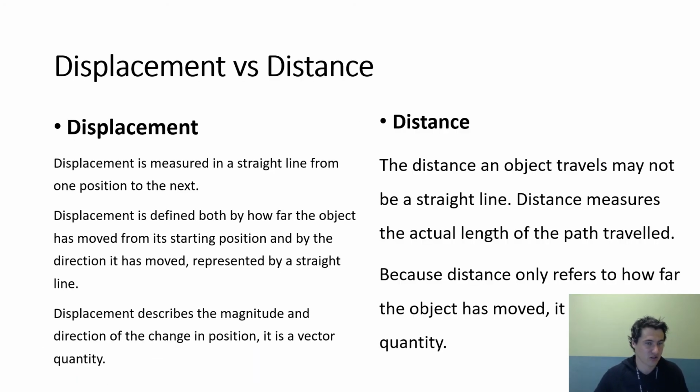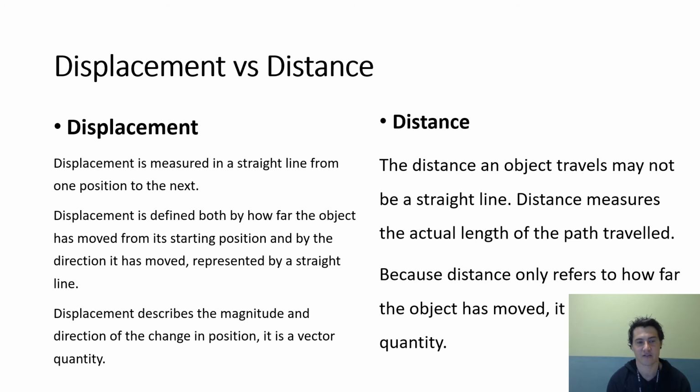Displacement versus distance. These two both measure position change. Displacement is a measure in a straight line from one position to the next. So where do you start, where do you finish, how far is that distance, irrelevant of how you got there. Displacement is defined by how far the object has moved from its starting position and by the direction it has moved. So it's describing magnitude, so how far, and direction of change in position.